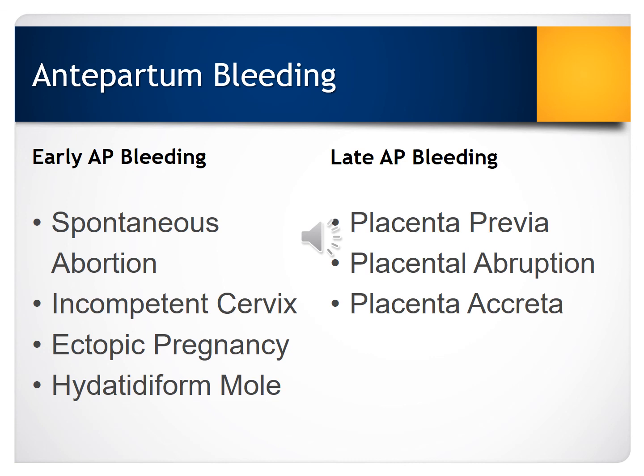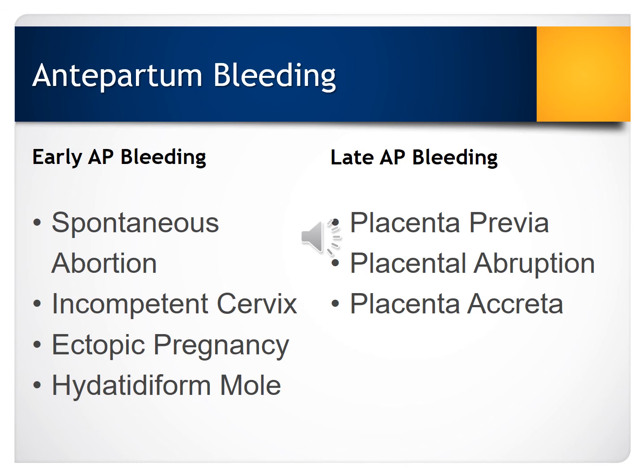Bleeding in pregnancy occurs about 50% of the time. Of that 50%, about half of those may result in pregnancy loss, and that's usually happening in the early antepartum period.